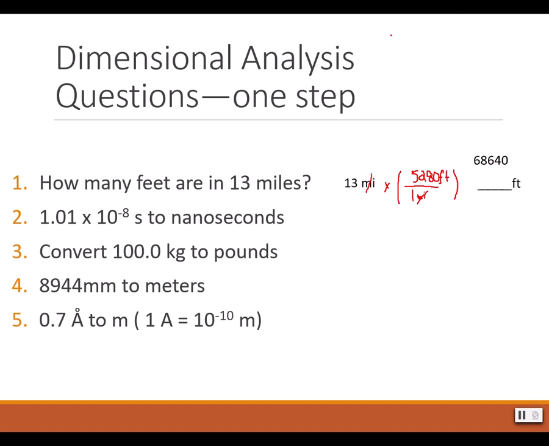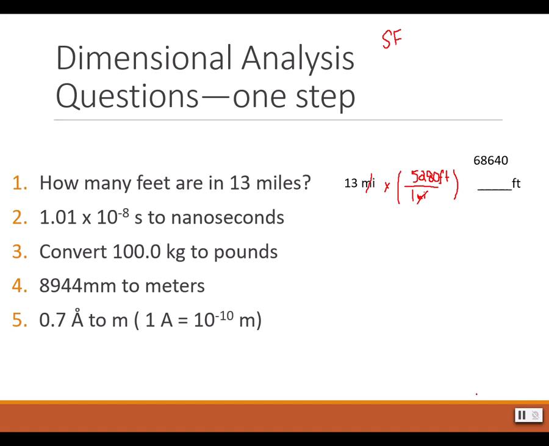But we have to remember sig figs. Those sig figs. And if you remember, when we multiply and divide, we care about the total number of sig figs in the least precise measurement.